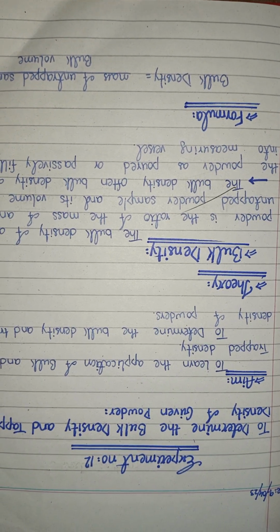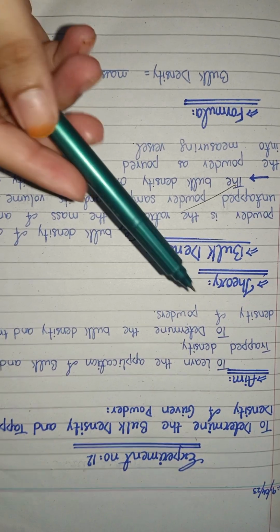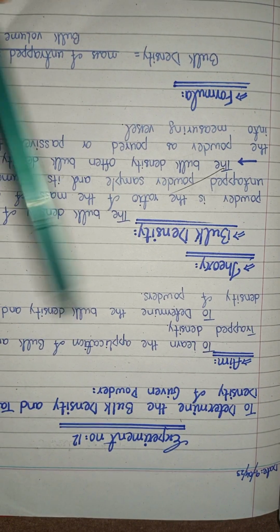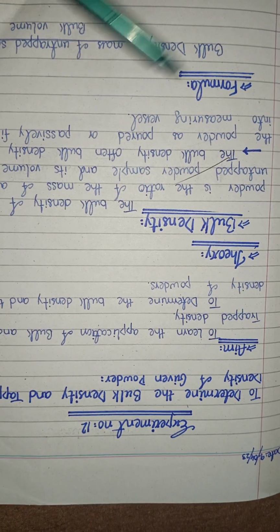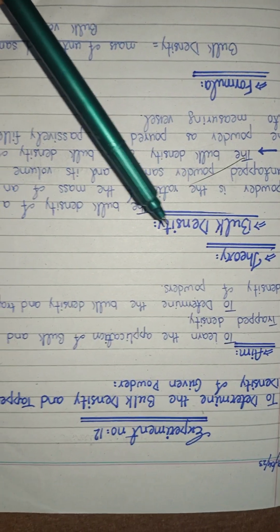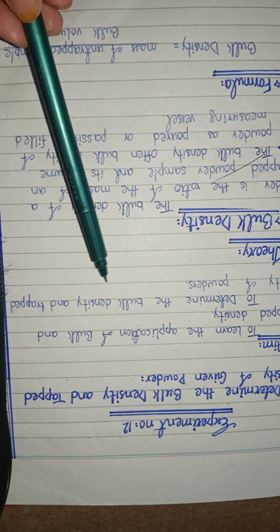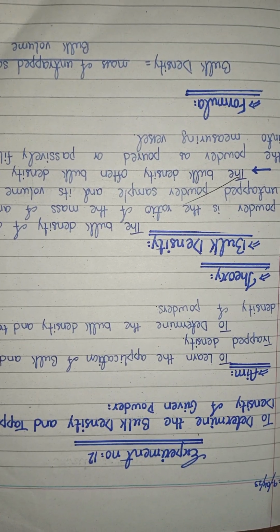So now let's start the lecture. First you have to notice the aim of this experiment. The aim of this experiment is to learn the application of bulk and tap density. It is a type of density, and on the next page I have explained what this type of density is. The second aim of this practical is to determine the bulk and tap density of the powder which is given to you in this experiment.